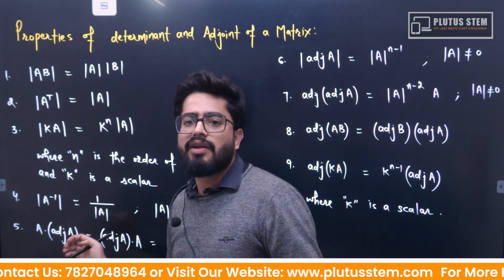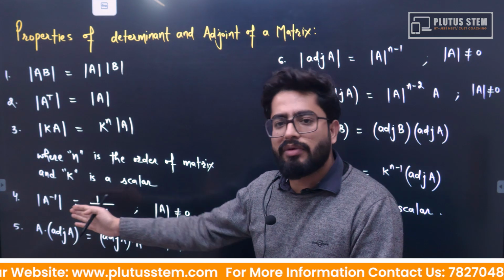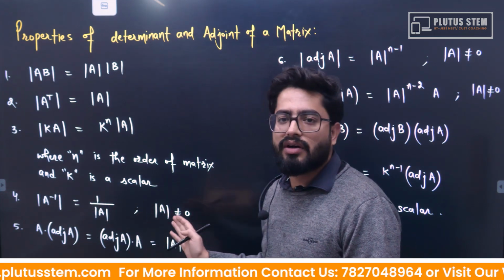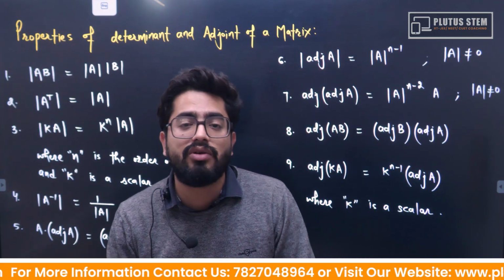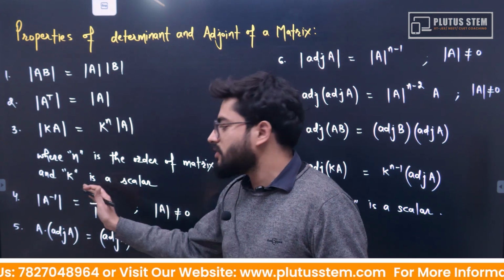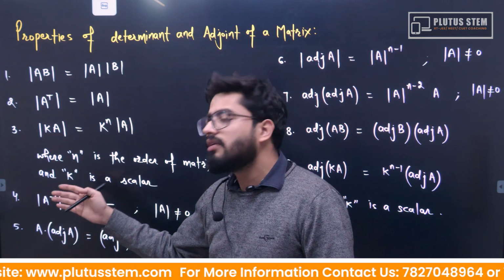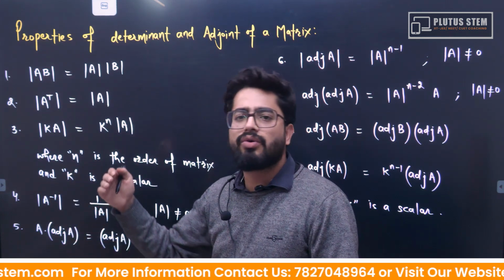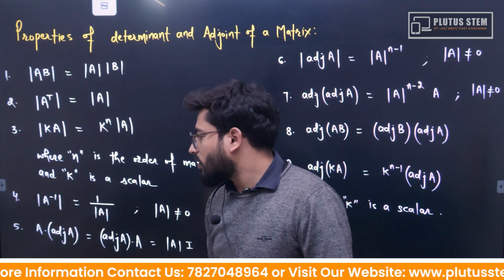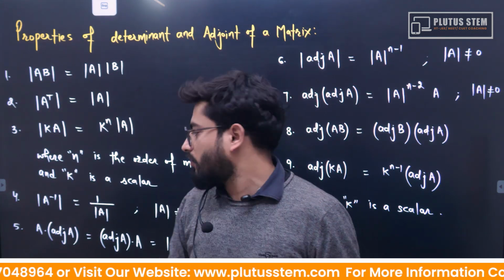Next property is determinant of A inverse, that is 1 divided by determinant of A. And you know your matrix is invertible if and only if your matrix is non-singular. Non-singular means the determinant must be a non-zero quantity. Then you can say your matrix is invertible and the inverse is A inverse. We are not going into that in this video. We are talking about the property that the determinant of A inverse is 1 by determinant of A.